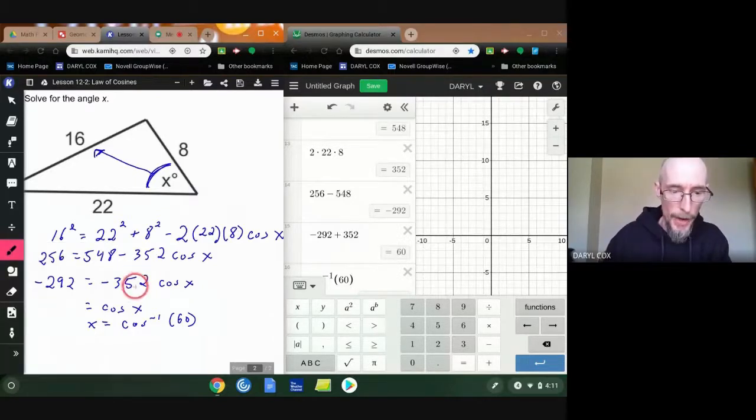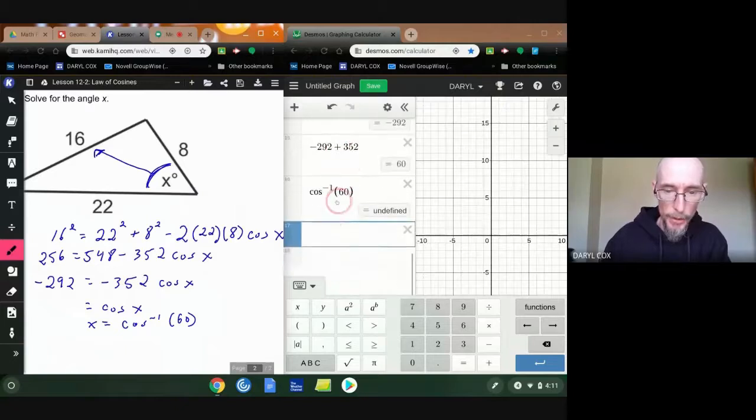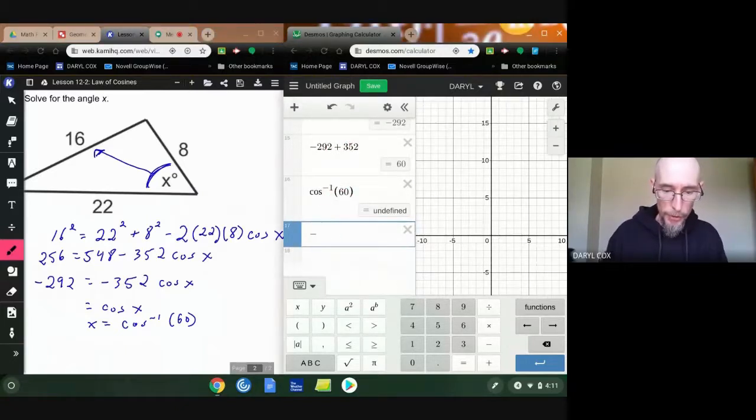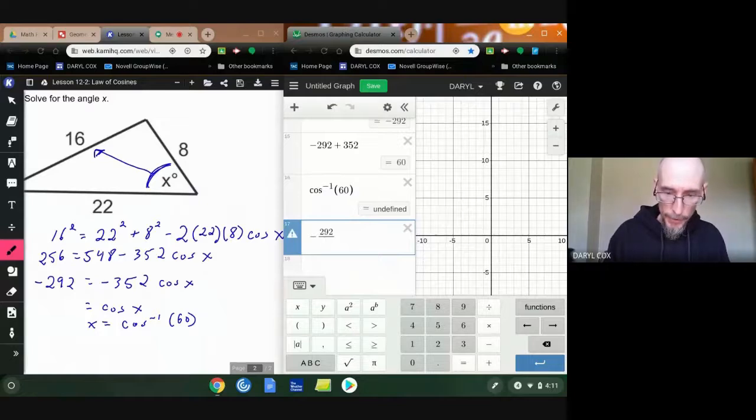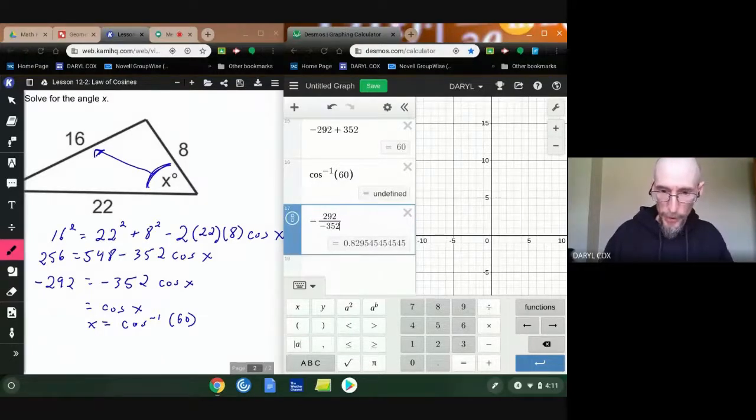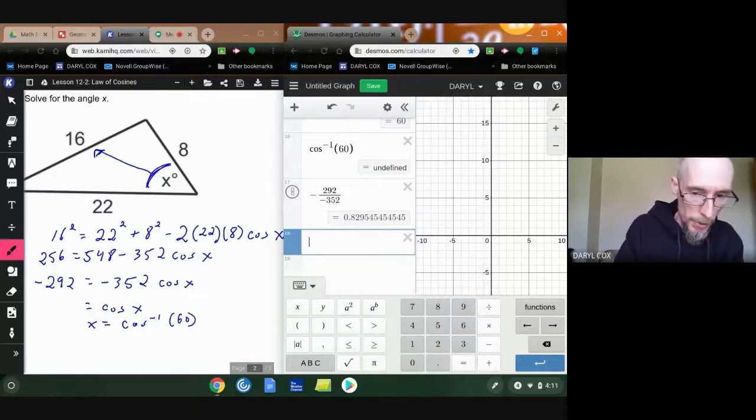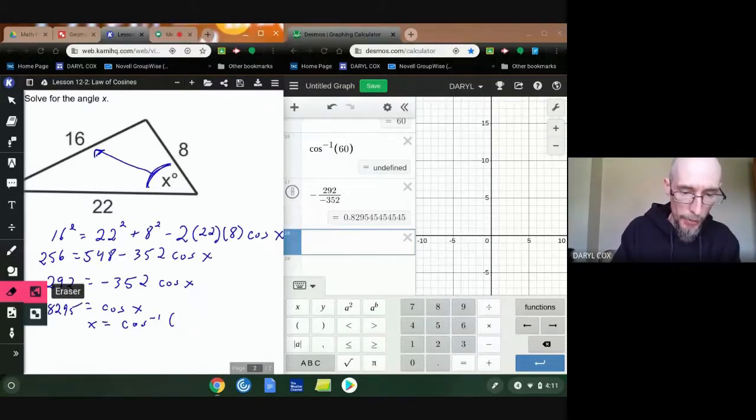I should have divided by negative 352. So let's do that again. So negative 292 divided by negative 352. Okay, now we're getting somewhere. So 0.8295. And that is the number I want to do my cosine of.